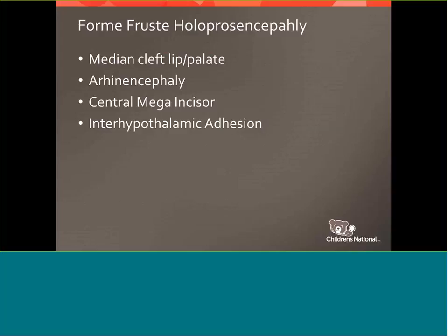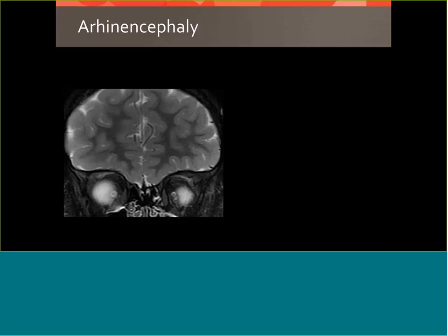So there are these attenuated forms of holoprosencephaly: cleft lip palate, arhinencephaly, central megaincisor, and interhypothalamic adhesion that I will touch on briefly here. Here's a patient with arhinencephaly. We don't see the olfactory bulbs and tracts here underneath the cribriform plate. Don't see normal olfactory sulci. So the olfactory apparatus never developed.